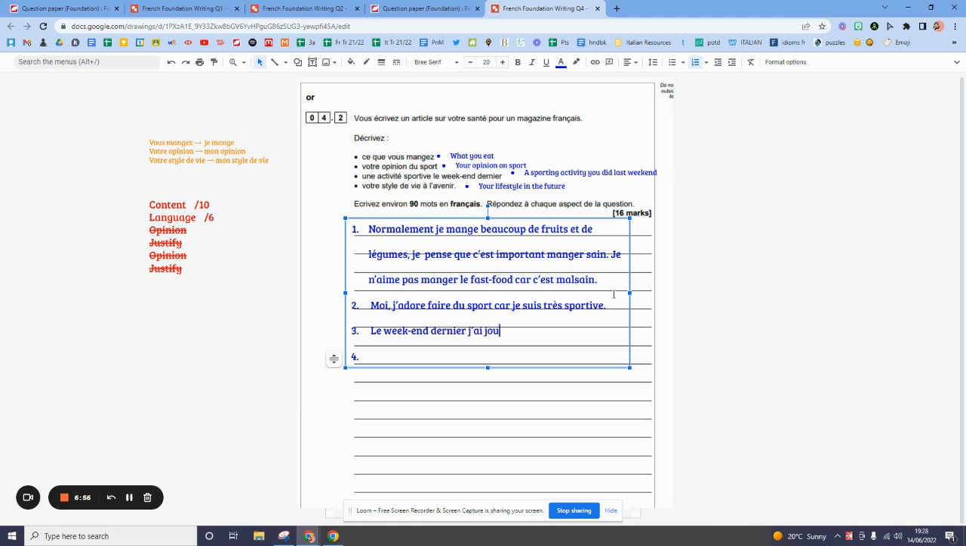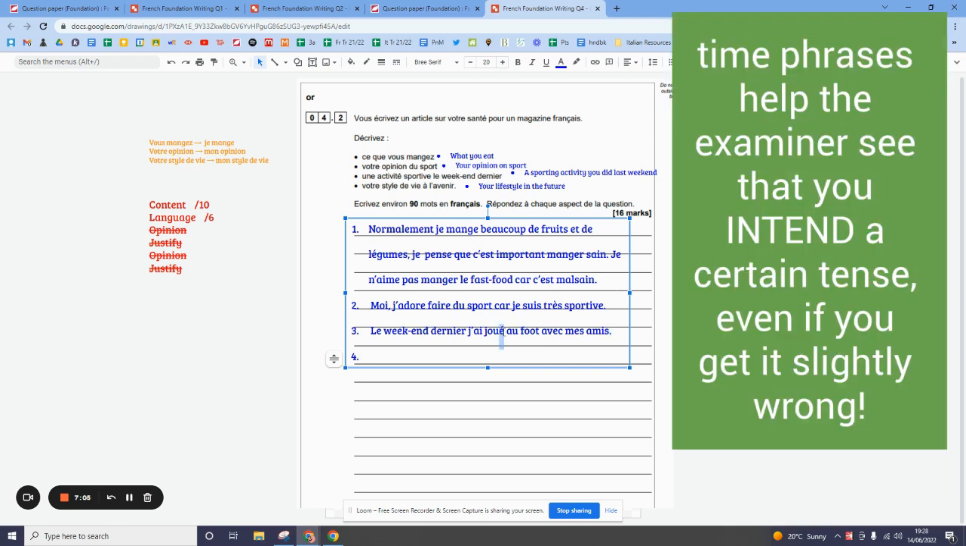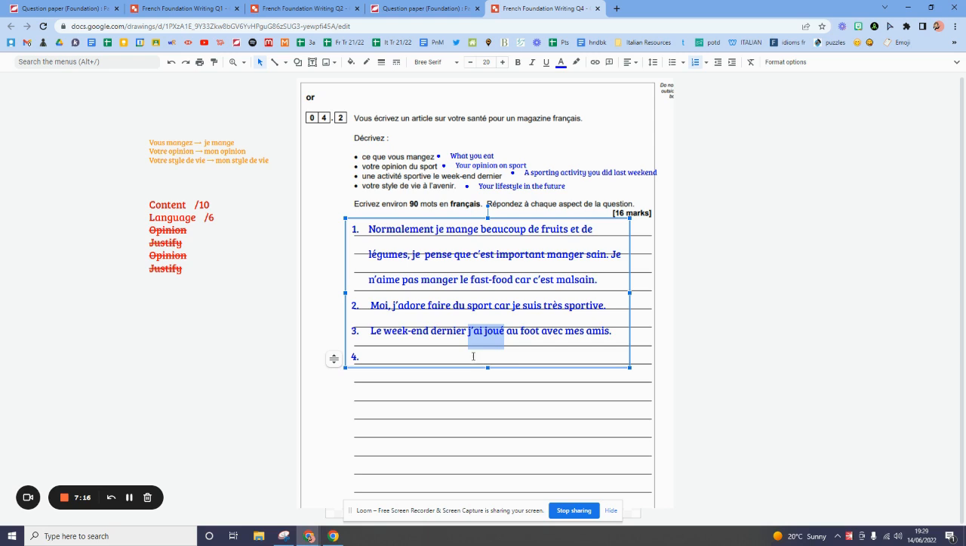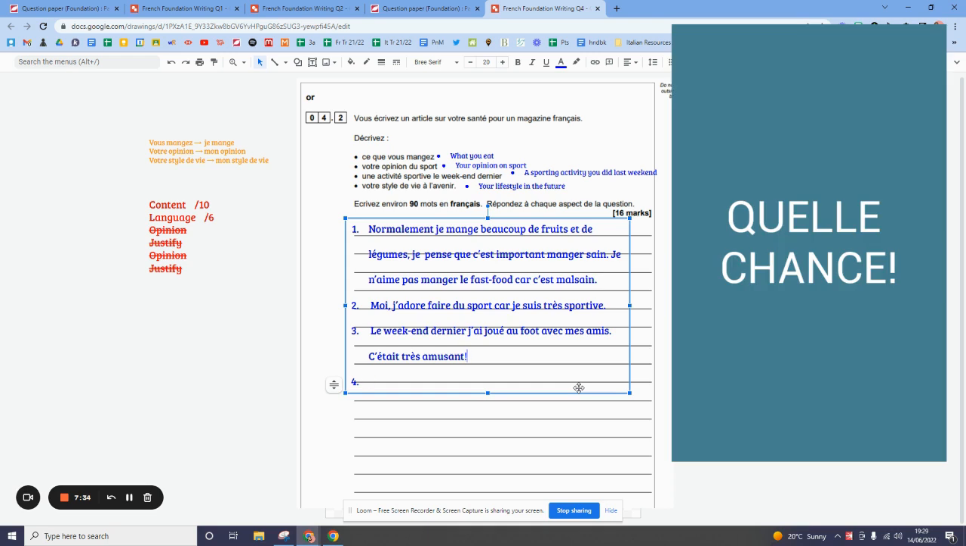I played, j'ai joué au foot, avec mes amis. Remember that important E acute. Remember your J. Also, it helps the examiner see if you put a time phrase to indicate that you're doing that bullet point in the past. Past tense indicator followed immediately by your past tense verb. I'm getting that ticked off. Le week-end dernier, j'ai joué au foot avec mes amis. Opinion, why not? C'était très, on an intensifier, amusant. Let's leave it at that. Maybe we'll shove a quelle chance in there, because we love quelle chance.